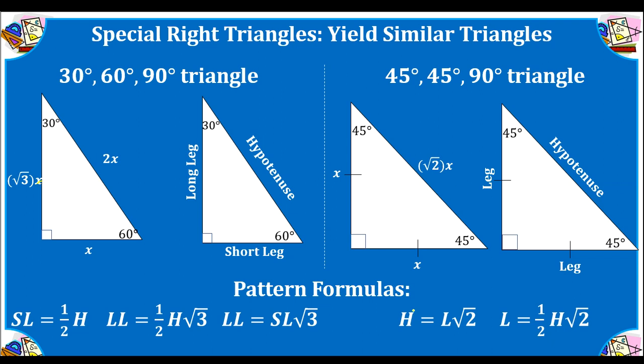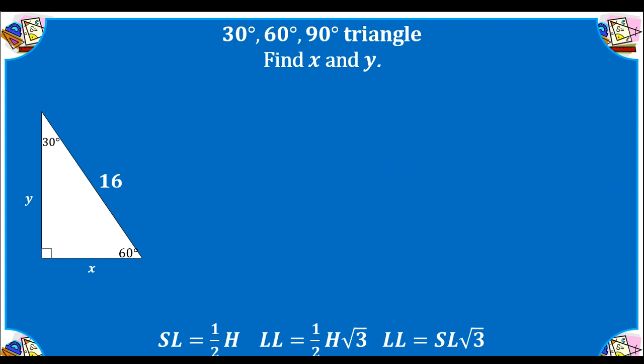So again, here we have two formulas. To find your hypotenuse, you take your leg length and multiply it by the square root of 2. Or if you're trying to find the leg, you simply take half of the hypotenuse and multiply it by the square root of 2. So let's look at some examples.